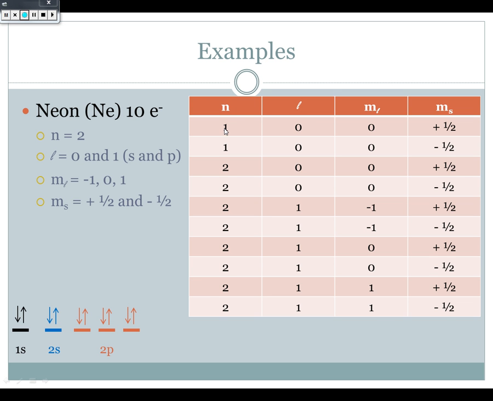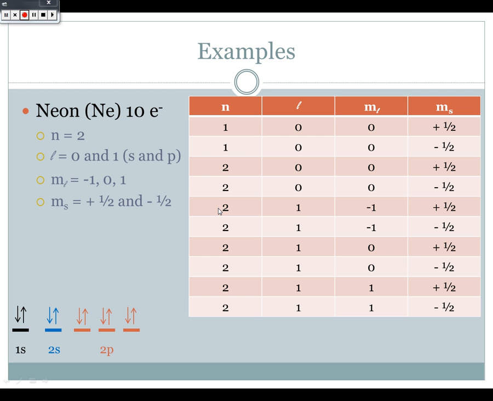I've got the n of 1, l of 0, m sub l of 0, m sub s of plus a half. That would be this electron, or this electron, however you want to think about it. This n equals 1, l of 0, m sub l of 0, negative a half, that would be this electron. n equals 2, l of 0, that's a 2s orbital, plus a half, that's that electron. 2, l of 0, so s orbital, with a negative a half, that's going to be this electron.